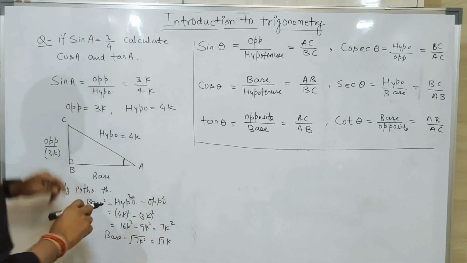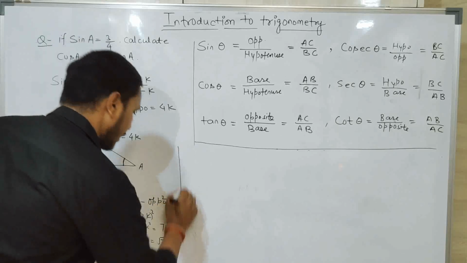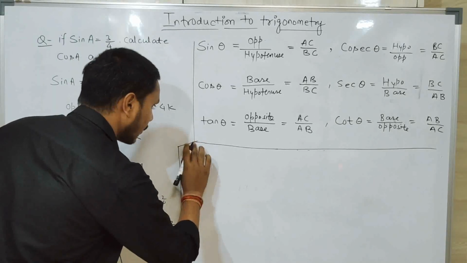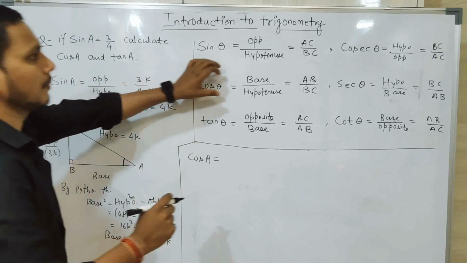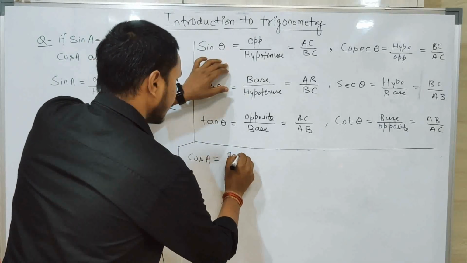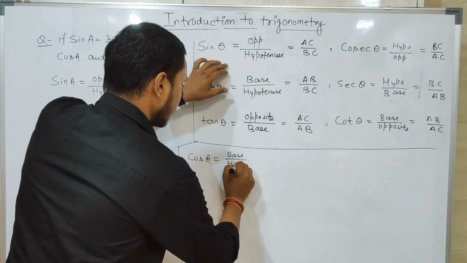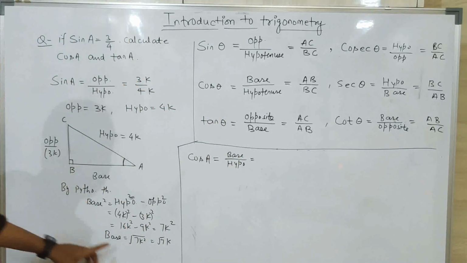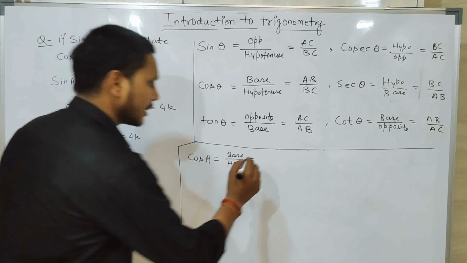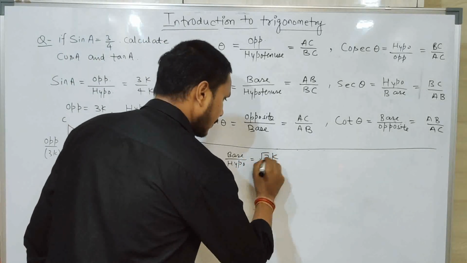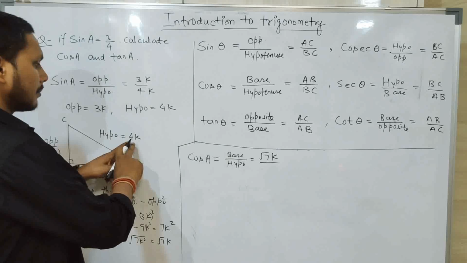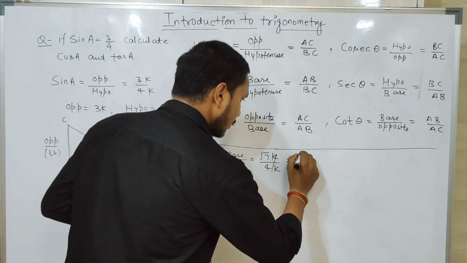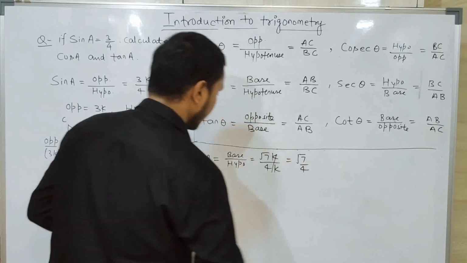So what we need to find? So cos A, directly we write the cos A, and we know the cos equals to the ratio of base and hypotenuse. And what is base here? Base is root 7k. So we write here root 7k upon hypotenuse, which is 4k. So again k cancels out. Answer is root 7 by 4.